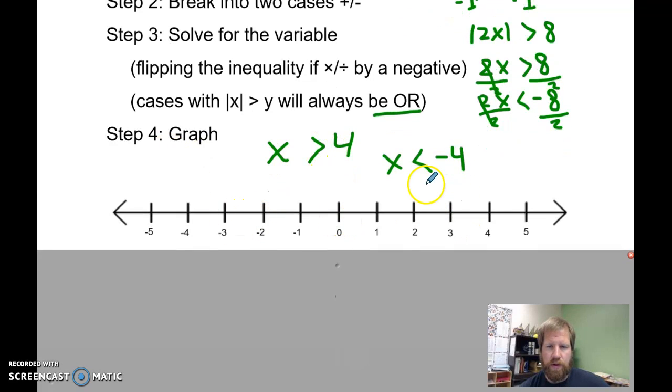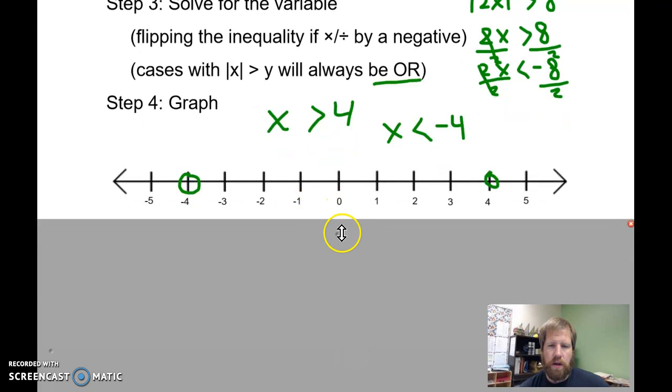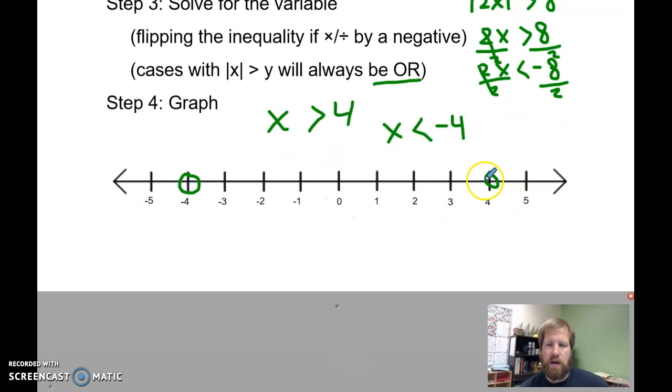I can graph my points. Open circle on 4. Open circle on negative 4. My 4 value, x is going to be greater than 4, so it's going to be going to my right. My less than sign, my negative 4, is going to be an open circle going to my left.